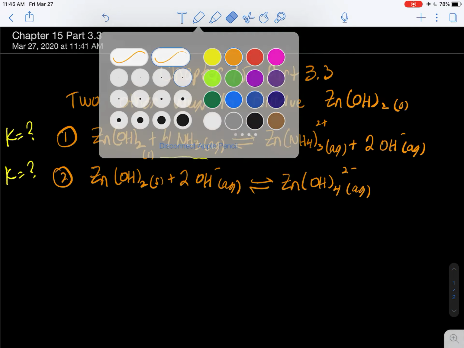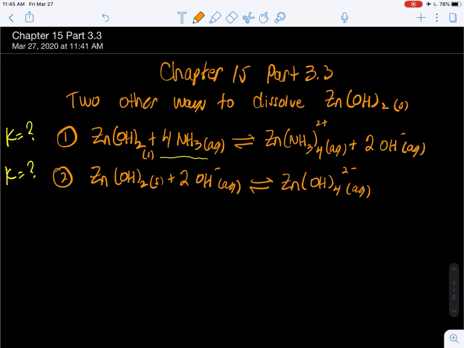Let me fix this subscript here so it's accurate. Four ammonia molecules will coordinate to the zinc ion, creating this soluble zinc complex and kicking the hydroxides into solution. Remember that the Kf, the formation constant of these complex ions, is so huge that this equilibrium is probably going to be quite large and lie to the right.